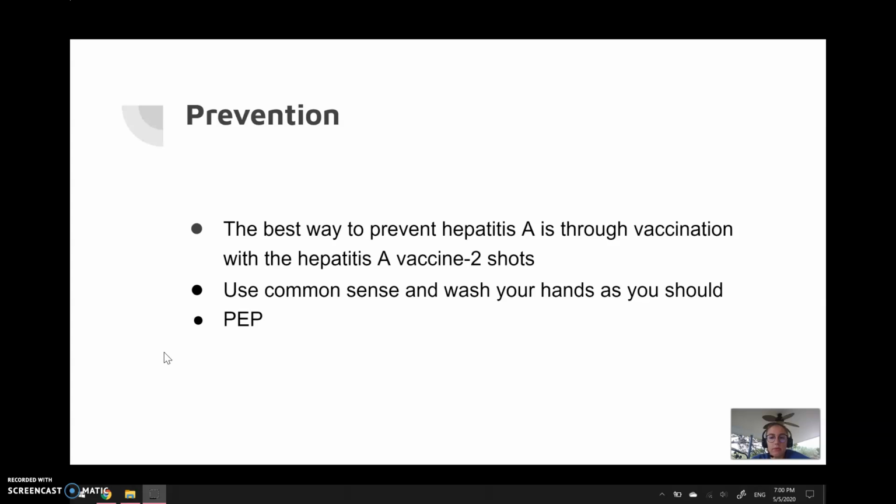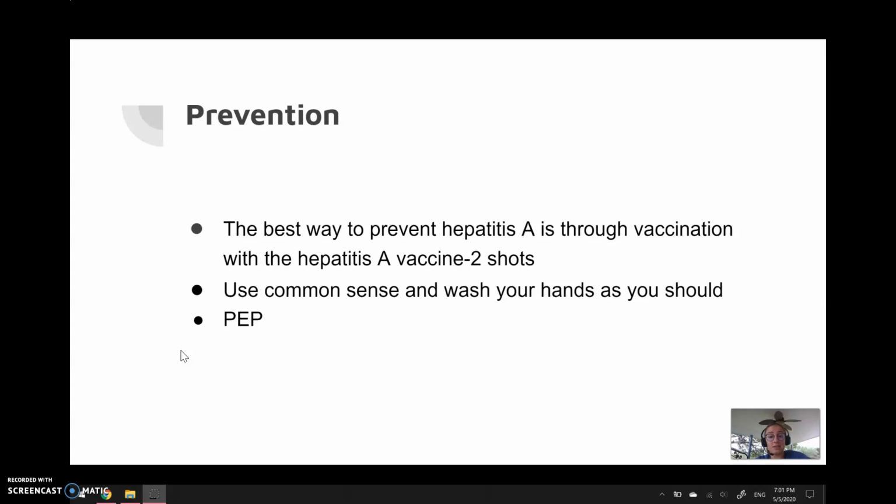Prevention. How do we prevent HIV? Well, you can get the hepatitis A vaccination, and you need 2 shots because after the first vaccine you receive, in order for it to work fully with full benefit, you need to get another shot 6 months after your first shot.